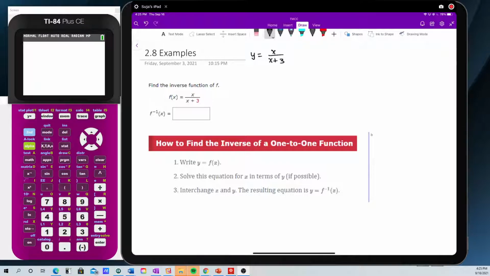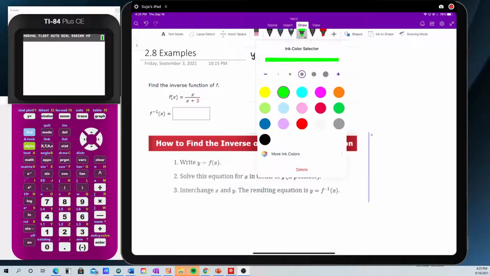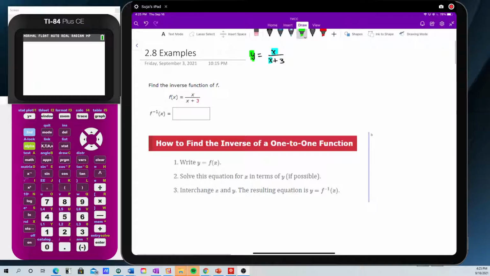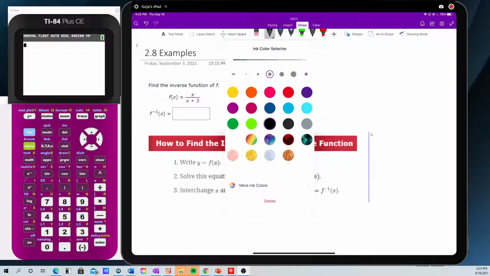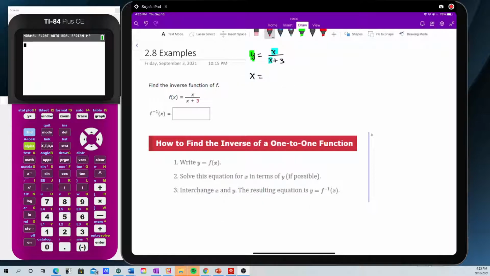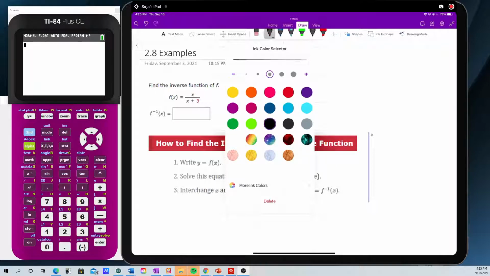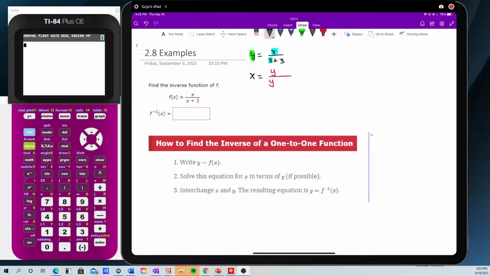Then I'm going to solve this equation for x in terms of y. So what that means, I'm going to change this to y and change y to x. Okay, so x is equal to, I'll write the y in a different color, y over y plus 3. Now I need to solve for y. So I go x times y plus 3 is equal to y.